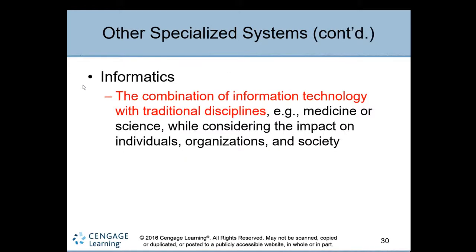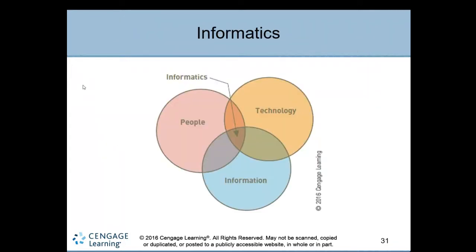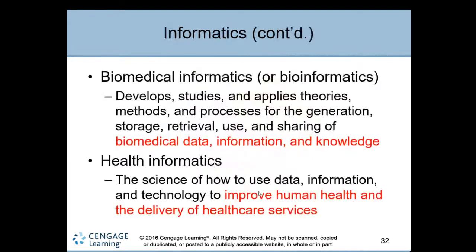Another is informatics. Informatics is a combination of information technology and traditional disciplines, mostly medicine and science, by considering the impact on individuals, organizations, and society. That's how you can represent it here. Informatics is a combination of people, technology, and information, right? Mostly we have bioinformatics, or you can say health informatics. Bioinformatics is nothing but dealing with sharing the knowledge of biomedical data, information, and knowledge, right?